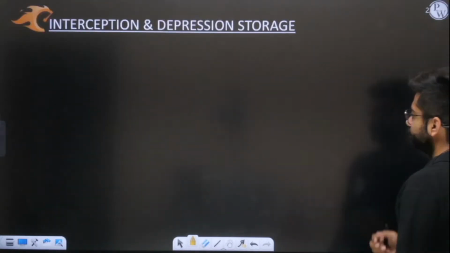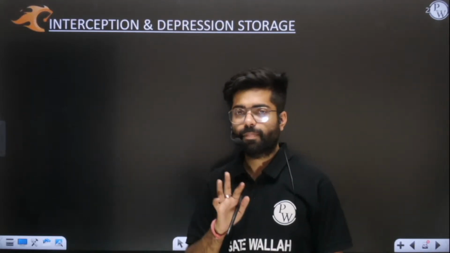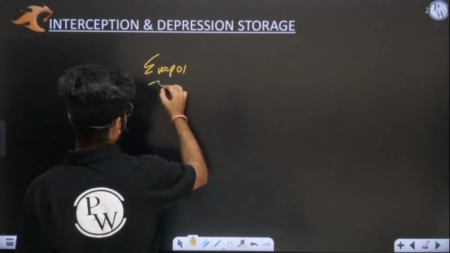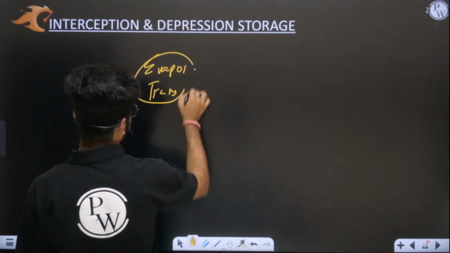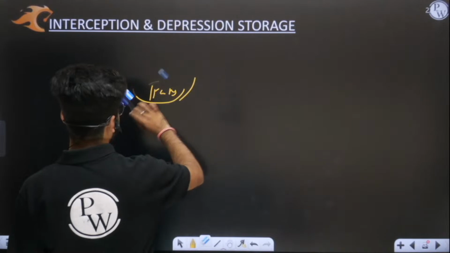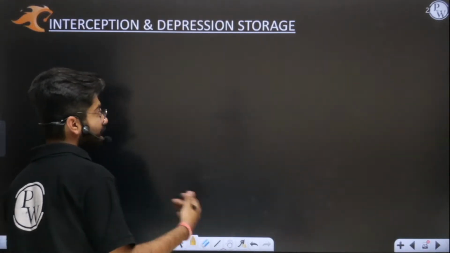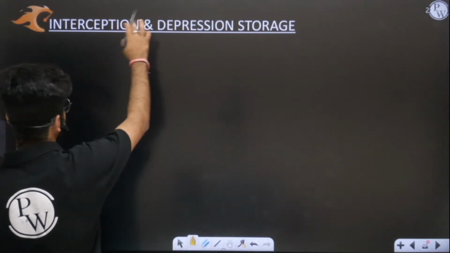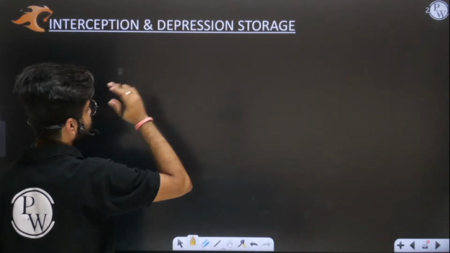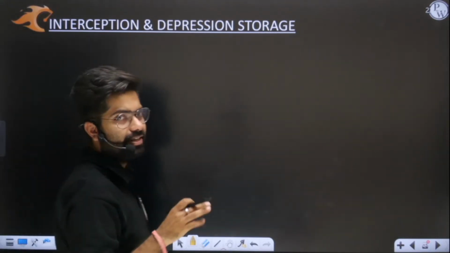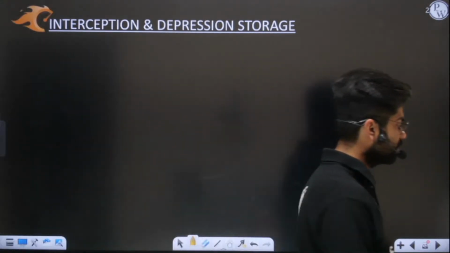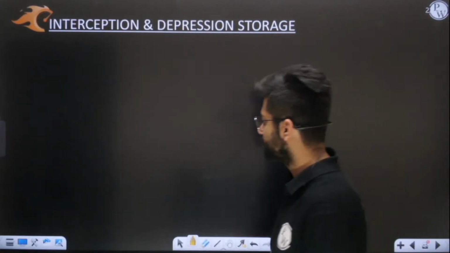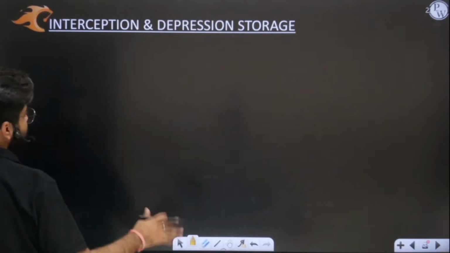Now we'll move to interception. Till now we have covered evaporation and transpiration. Now we'll discuss another set of losses. The one is interception and another one is depression storage. This is very simple. Then after this we'll discuss the major loss, infiltration. From there you will see many questions have been framed in the examination.